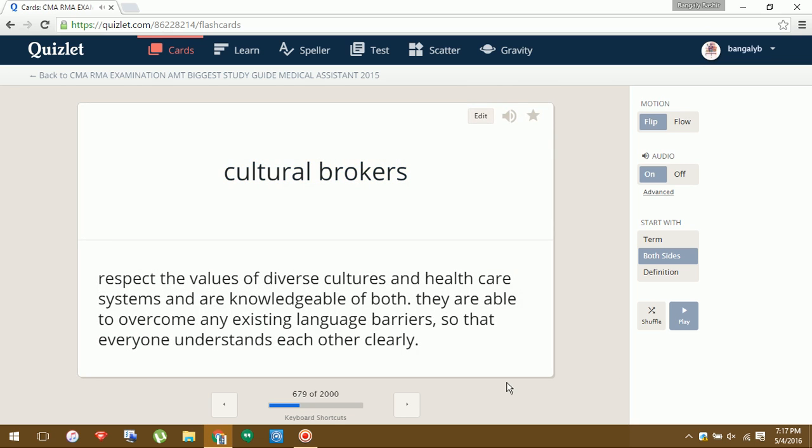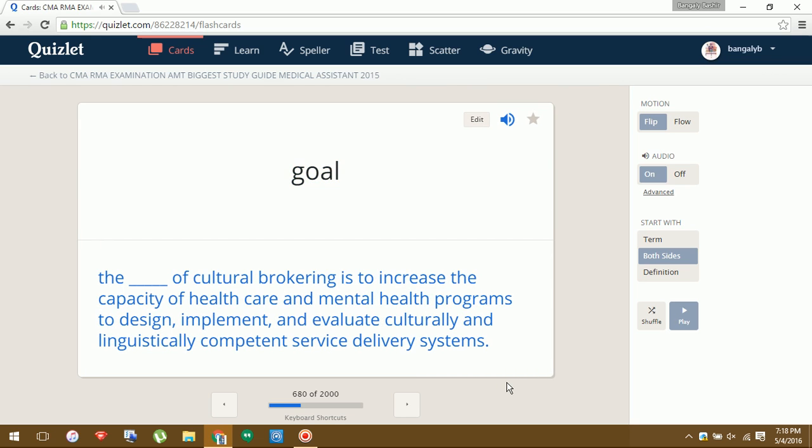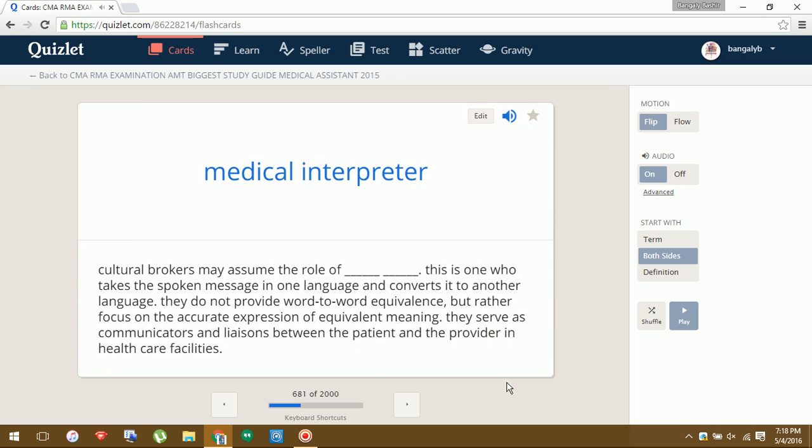Cultural brokers respect the values of diverse cultures and healthcare systems and are knowledgeable of both. They are able to overcome any existing language barriers so that everyone understands each other clearly. Goal: the blank of cultural brokering is to increase the capacity of healthcare and mental health programs to design, implement, and evaluate culturally and linguistically competent service delivery systems. Medical interpreter.